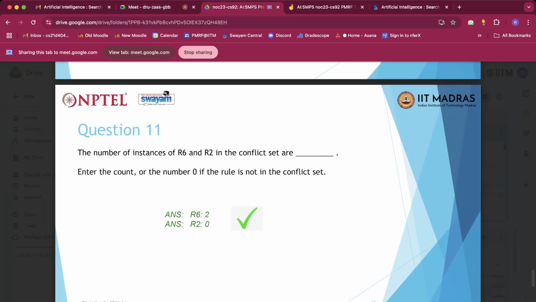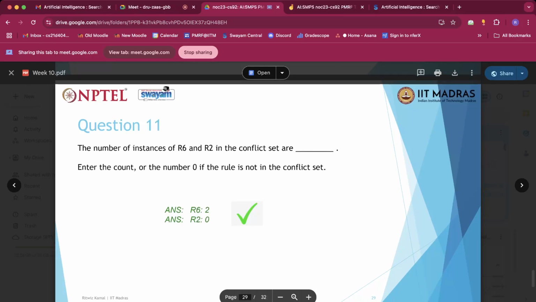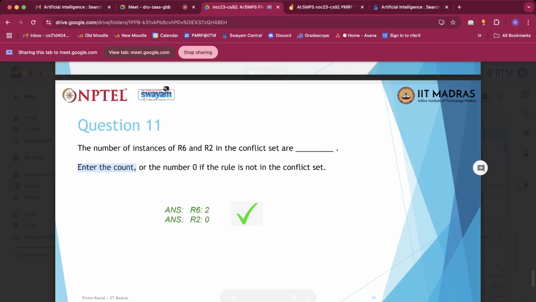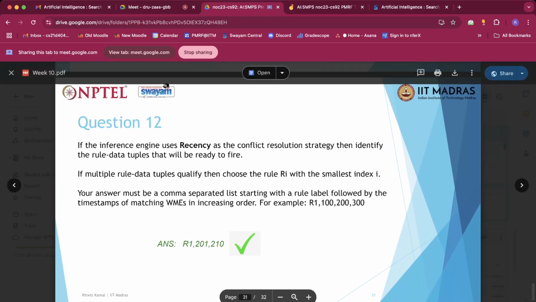Okay, so here you are not really told how to put your answer. If the question itself tells you how to answer, then you can answer in that manner. Here you enter the count, or the number 0 if the rule is not in the conflict set. As far as I remember, you might have had 2 blanks in which you could enter this. So usually when the question expects you to answer in a certain way, they will mention a line like this. Just be careful what they ask for.